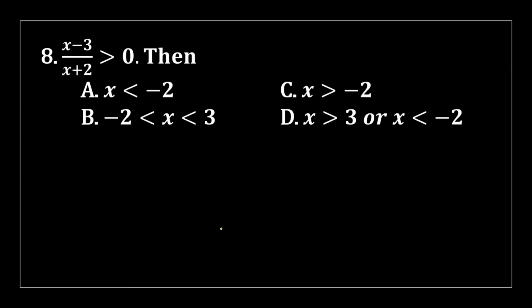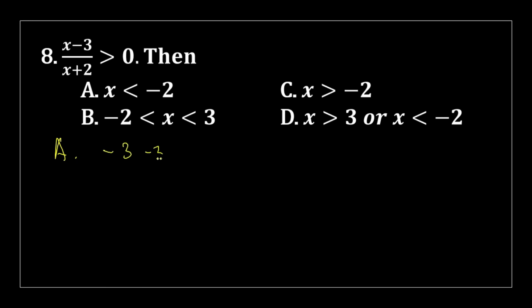Number 8. x minus 3 over x plus 2 is greater than 0. Now let's solve for the solution for this. To answer this, let's just check if the solution will follow. Let's try x is less than negative 2. So what is a number less than negative 2? A number less than negative 2 is negative 3. So let's try to substitute it.